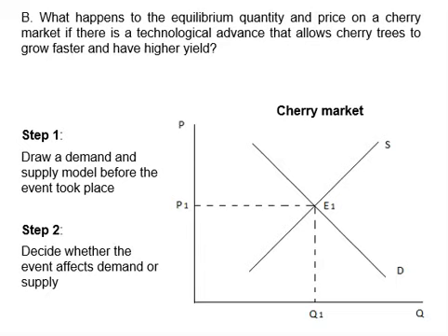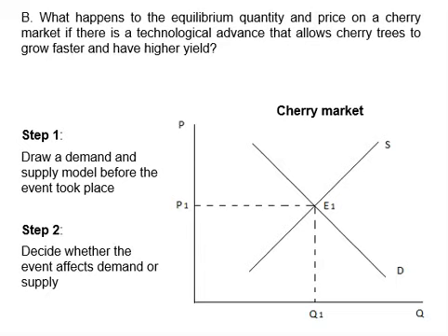This graph has the supply and demand curves for cherries. The vertical axis shows the price, the horizontal axis shows the quantity. The demand curve cuts the supply curve at point E1. E1 represents the original equilibrium on this cherry market. The original equilibrium price is P1 and the equilibrium quantity is Q1.